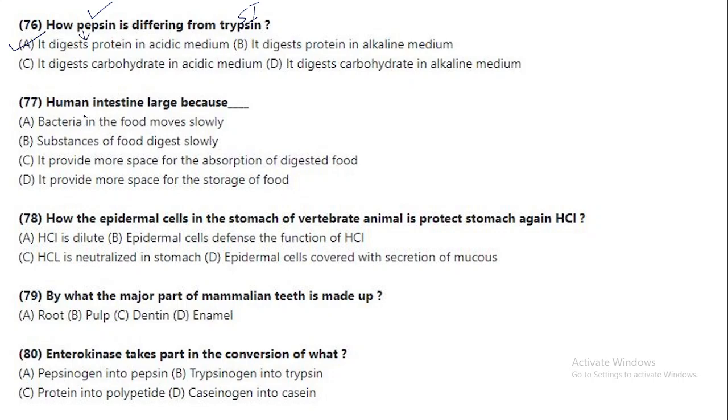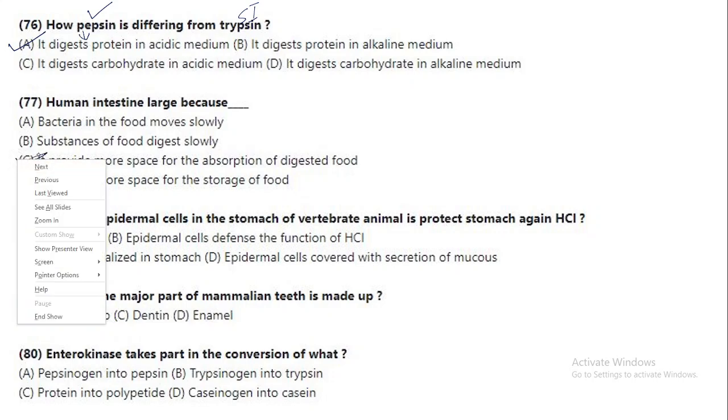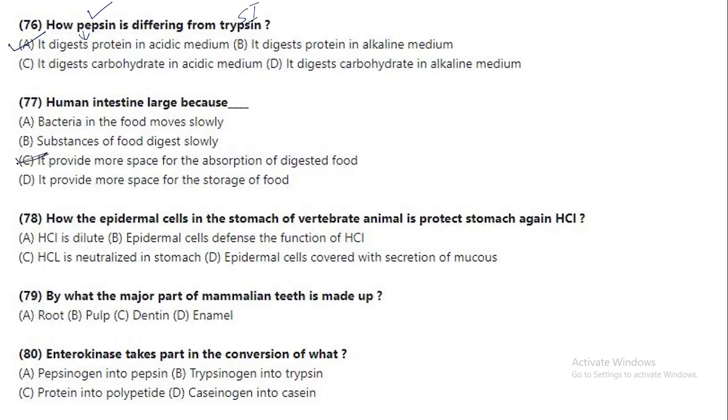Human large intestine is large because bacteria in the food move slowly, substances of food digest slowly, it provides more space for absorption of digested food, it provides more space for storage of food. Okay, right option is it provides more space for absorption of digested food. Partially option B is also right, but more correct is option C.